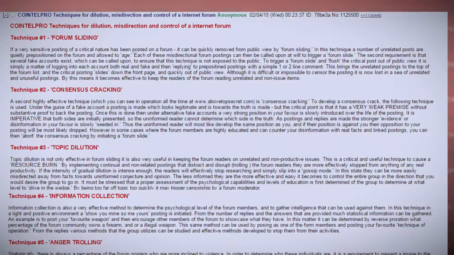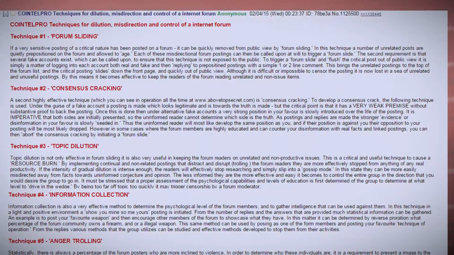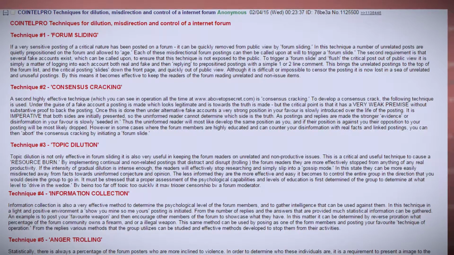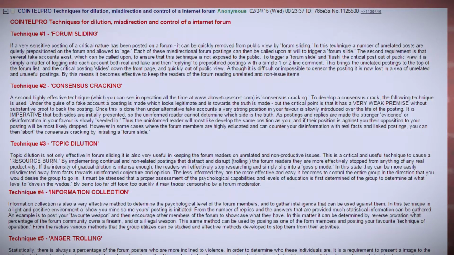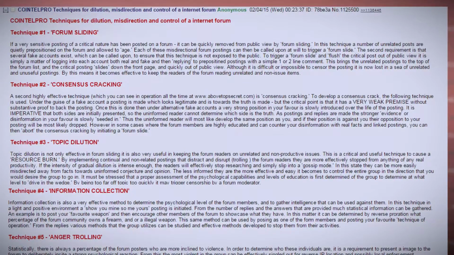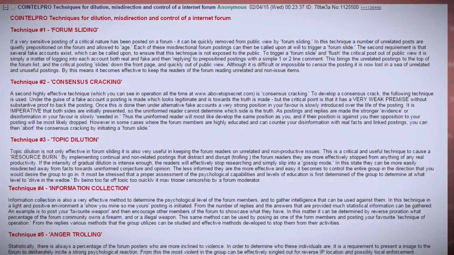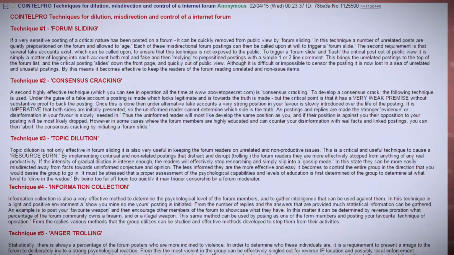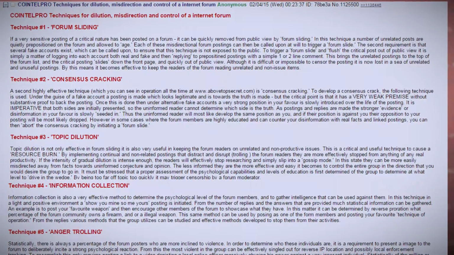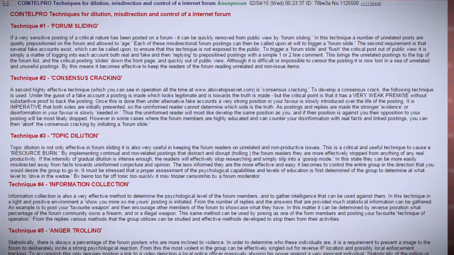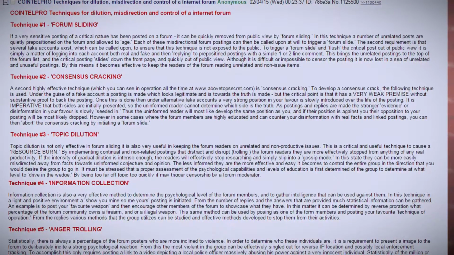In this technique, a number of unrelated posts are quietly pre-positioned on the forum and allowed to age. Each of these misdirectional forum postings can then be called upon at will to trigger a forum slide. The second requirement is that several fake accounts exist, which can be called upon to ensure that this technique will not be exposed to the public.